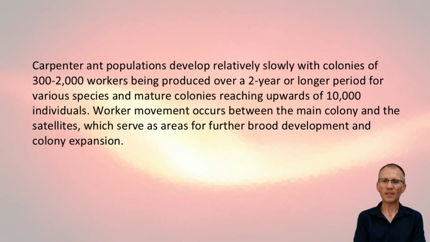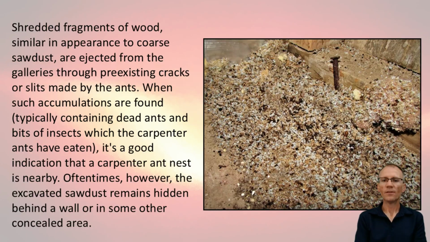Carpenter ant populations develop relatively slowly, with colonies of 300 to 2,000 workers being produced over a 2-year or longer period for various species, and mature colonies reaching upwards of 10,000 individuals. Worker movement occurs between the main colony and the satellites, which serve as areas for further brood development and colony expansion. Shredded fragments of wood, similar in appearance to coarse sawdust, are ejected from the galleries through pre-existing cracks or slits made by the ants.